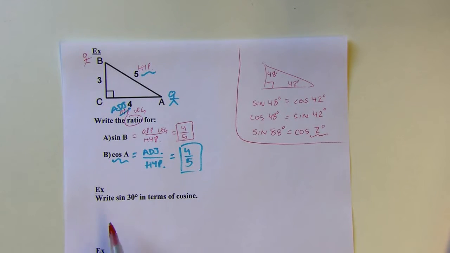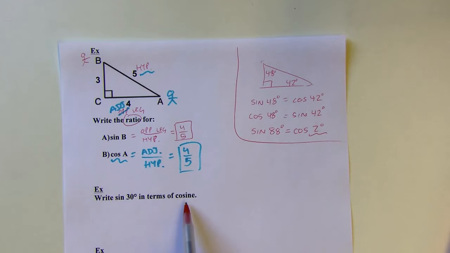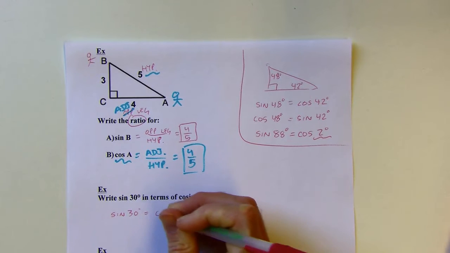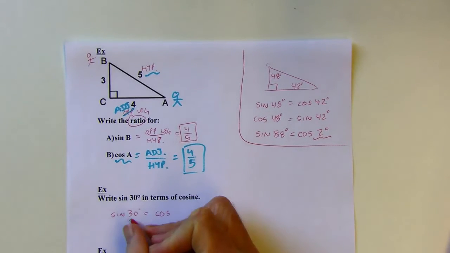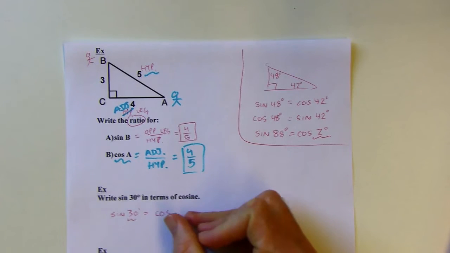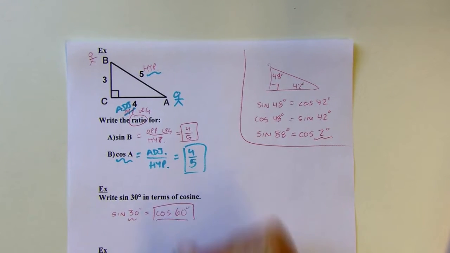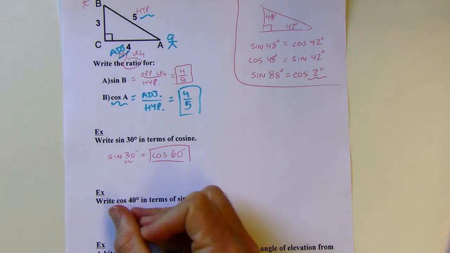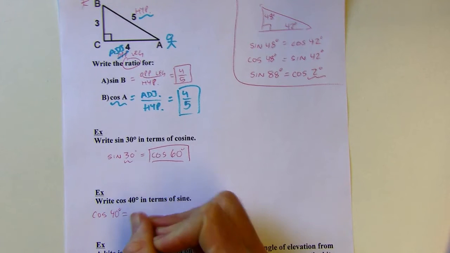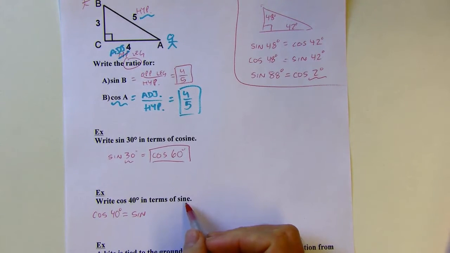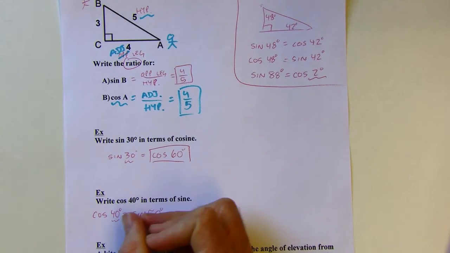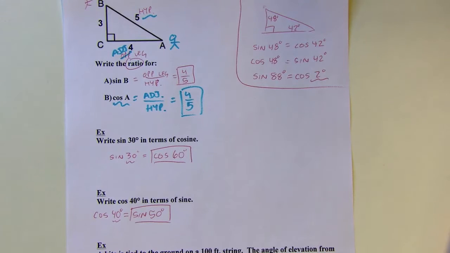Okay, so that brings me to this next example. Write sine of 30 degrees in terms of cosine. That just means I want to say this is equal to the cosine of what? I just need to find the complement of 30 degrees, which is 60 degrees. Going in the other direction, cosine of 40 degrees is equal to the sine of what? Because I'm writing this in terms of sine. I just need the complement, since I'm going from cosine to sine. The complement of 40 degrees would be 50 degrees. Boom. Those are pretty easy to do once you know what to do.